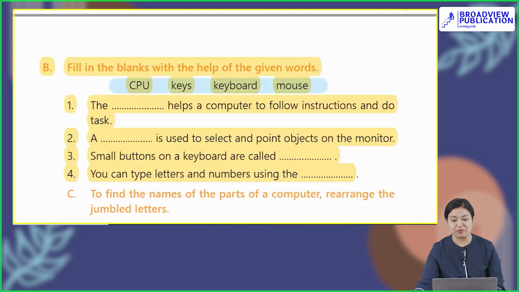Fill in the blanks with the help of given words. So some words are given here. You have to fill correctly in the blanks. The dash helps a computer to follow instructions and do tasks. What is that? It is CPU. A dash is used to select and point at objects on the monitor. What is this? This is a mouse. Small buttons on a keyboard are called keys. You can type letters and numbers using the keyboard.